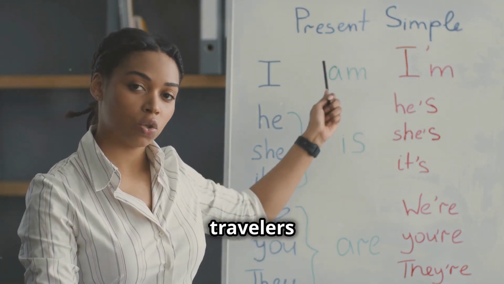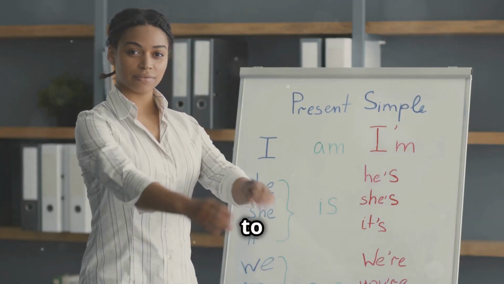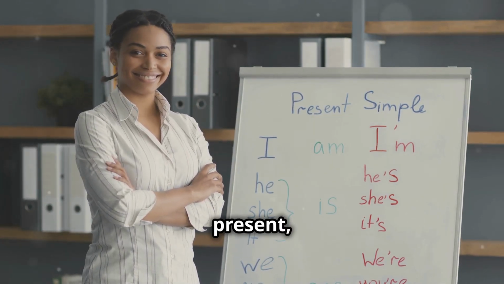Verbs are like time travelers. They can take us to the past, present, and future. That's why it's so important to understand verb tenses. In English, we have three main verb tenses: past, present, and future.